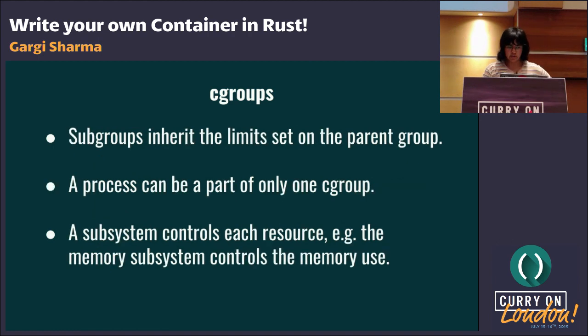Cool. So the subgroups: you have a parent-child relationship in cgroups, so the subgroups will always inherit the limits that you set on the parent cgroup, and a process can only be part of one cgroup. Each subsystem, like I showed you, controls something: memory is a subsystem which controls the memory you use, and PIDs controls how many processes you can start.